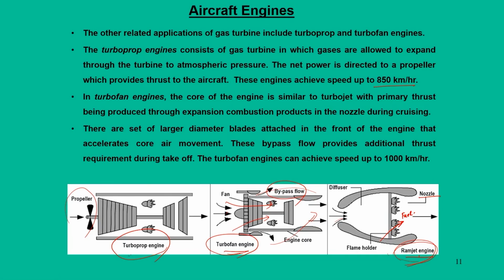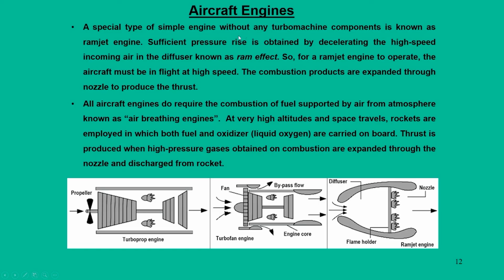Now, for turbofan engines we add extra attachments where we are using nozzles, first thing. Second thing, we also have two things, one is core air movement, the other is bypass air movement. Through this process additional thrust enhancement is done, and we can achieve speeds up to 1000 km per hour. A special type of engine, and of course, it is a simple engine, but the flow physics is very complicated, and this simple engine is without any turbomachine components, and we call this a ramjet engine. So, what is this ramjet engine?